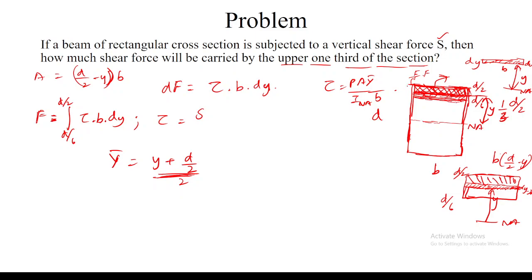Sir, what will be the value of I NA here? I NA will be nothing but b D cube by 12, because it is the moment of inertia of the rectangular cross-section. So it will be b D cube by 12.